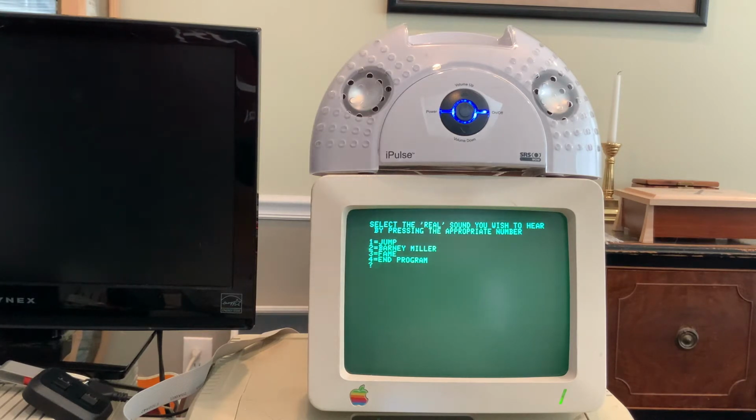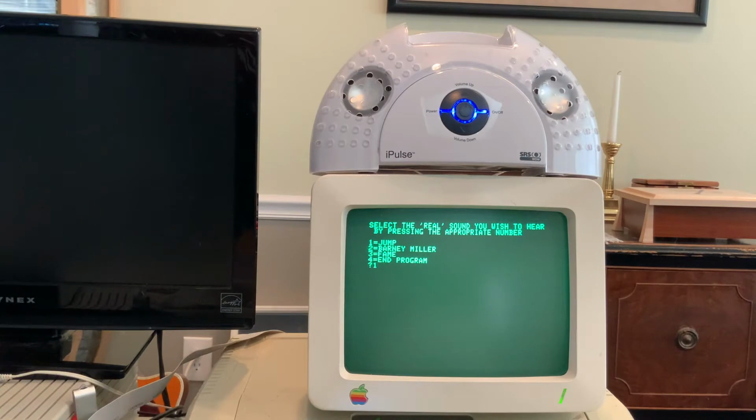So that is 1-bit digital conversion of an analog tape. That was David Lee Roth.